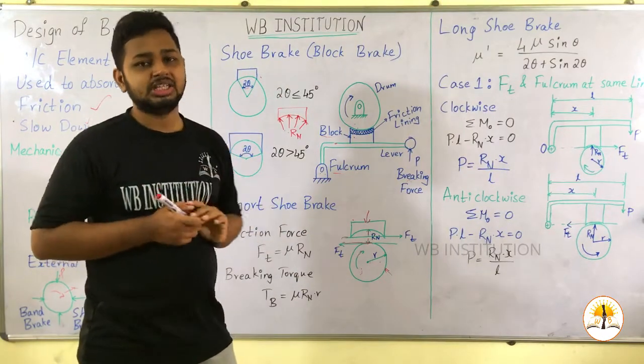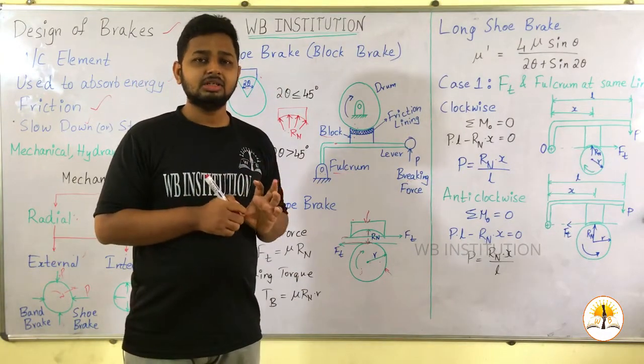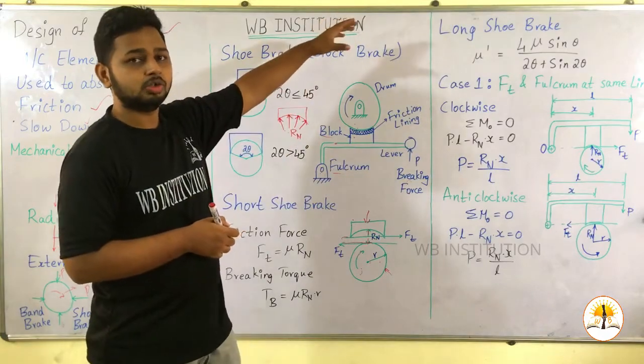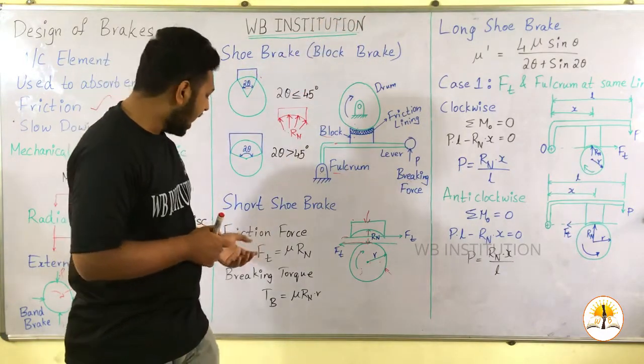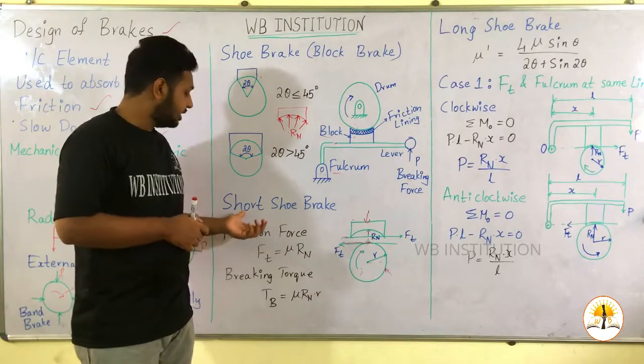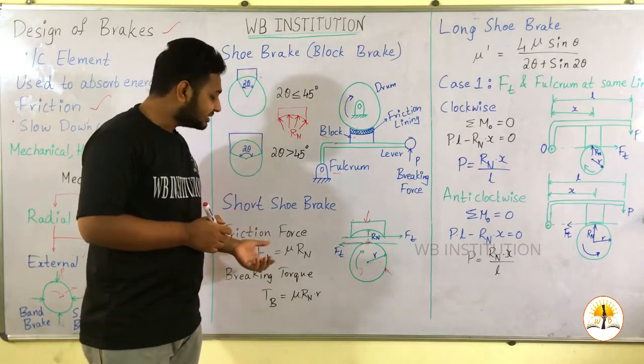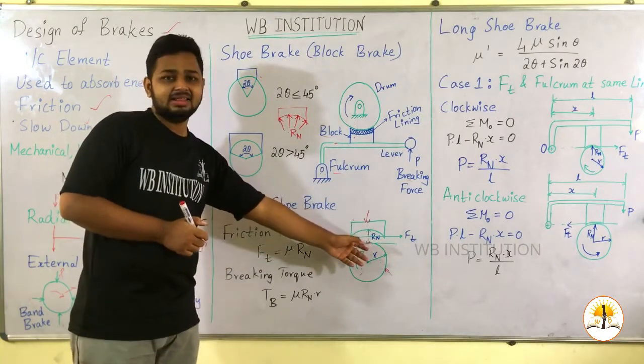The coefficient of friction will be varying. So the coefficient of friction in terms of long shoe brake will be different, and the coefficient of friction will be different in short shoe brake. Now let us calculate what is the frictional force acting in this case.